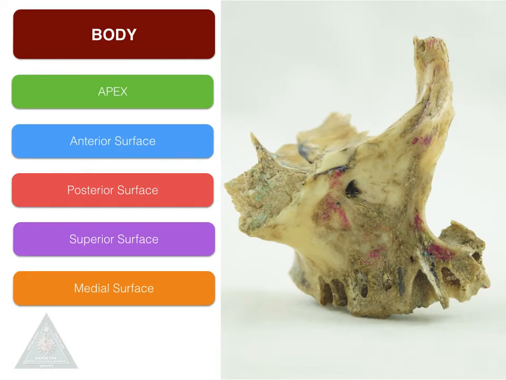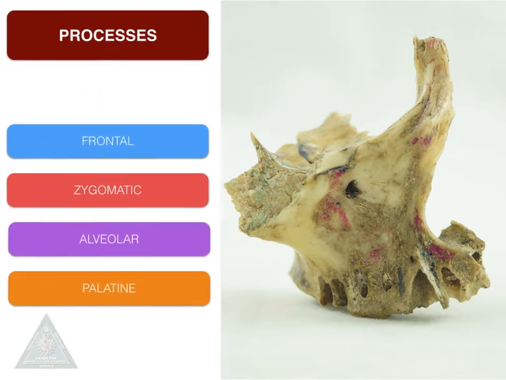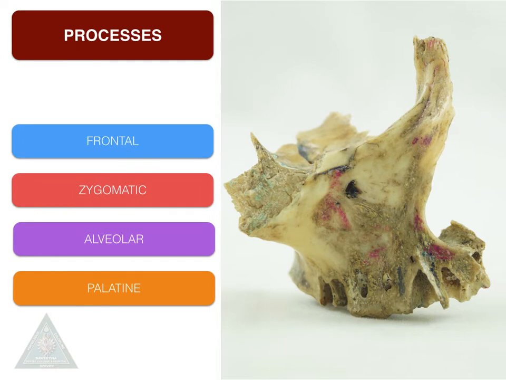The body consists of an apex, a base or the medial surface, and an anterior surface, posterior surface, and superior surface. Hence, it resembles a three-sided pyramid. The processes are the frontal process, the zygomatic process, the alveolar process, and the palatine process.